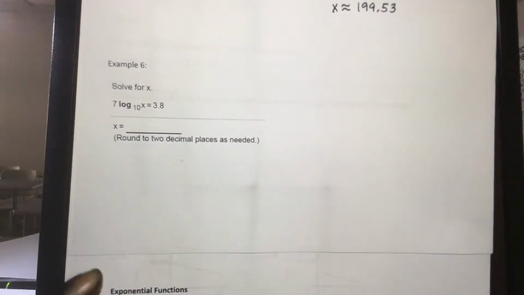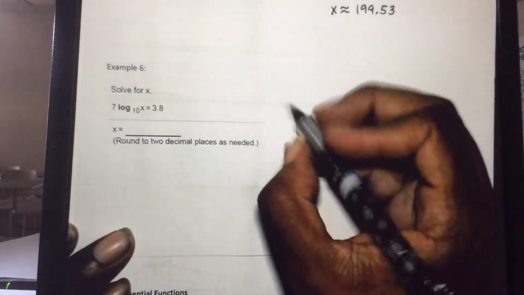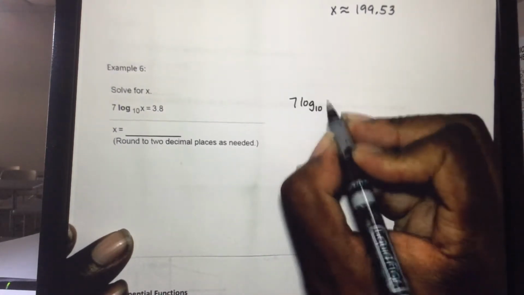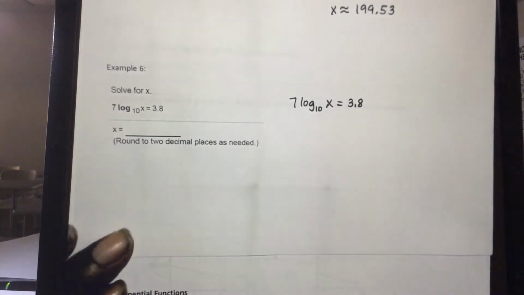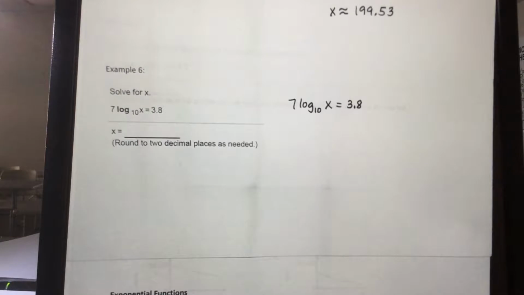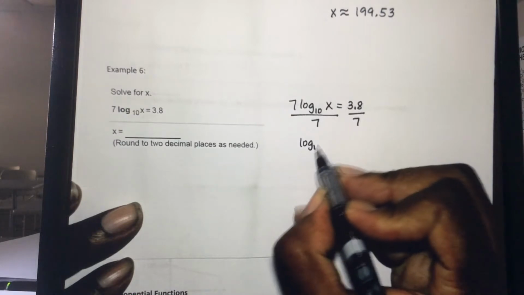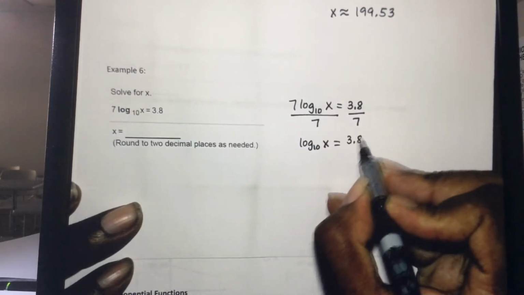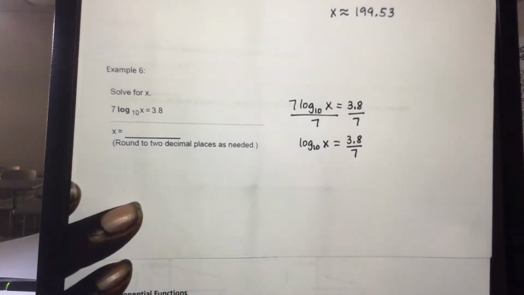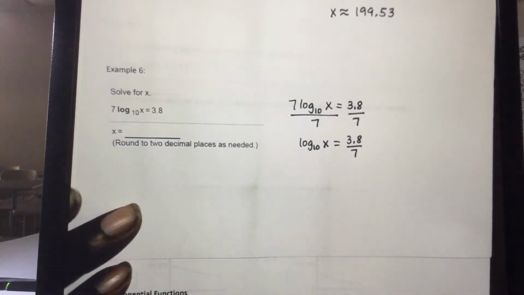All right, here's another example. 7 times log to the base 10 of x equals 3.8. Now I'm first going to get log to the base 10 by itself. I'm multiplying it by 7, so I'm going to divide both sides by 7. So I have log to the base 10 of x equals 3.8 divided by 7. Because I know if I do 3.8 divided by 7 on the calculator, I'm going to get a long decimal, so I'll leave this as is until the end.